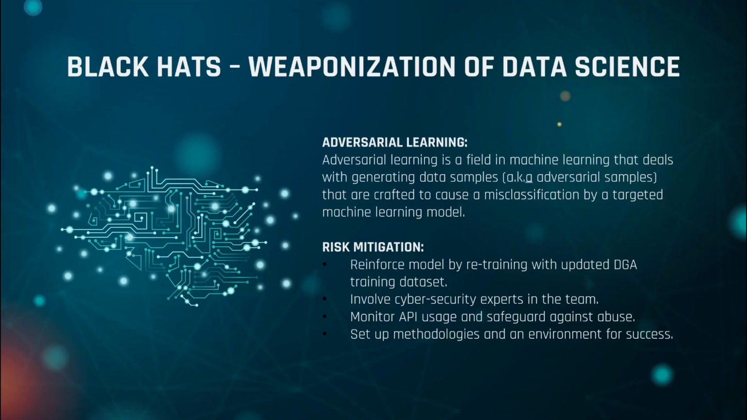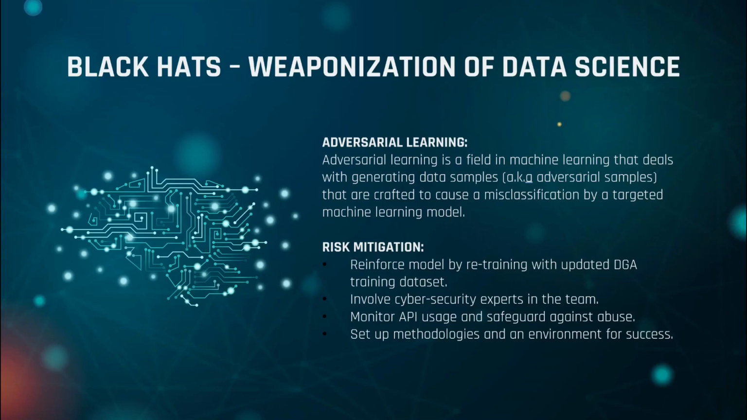Next is adversarial learning, which is a field in machine learning that deals with generating data samples that are crafted to cause misclassification by a targeted machine learning model. For instance, DeepDGA is the first work that applied adversarial learning to the field of DGA detection by using GANs, that is generative adversarial networks, to generate domain names that appear as if they were sampled from the benign domain list of Alexa top 1 million domains.